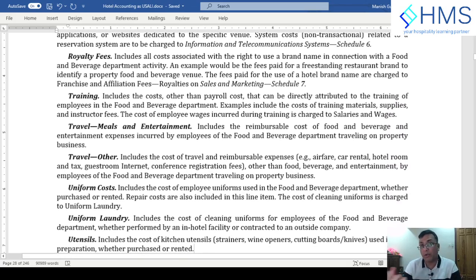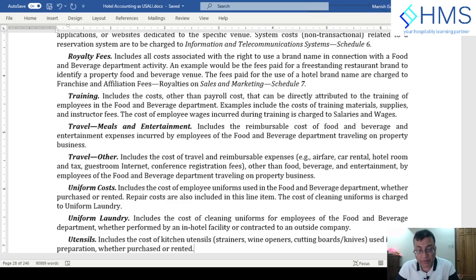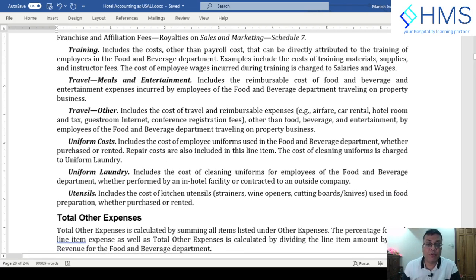Then you have training expenses. Training expenses are usually the cost of training the employees, including the cost of the third party people you may be hiring to train them. The cost will also include instructor fees, training materials and supplies. Traveling, meals and entertainment, as we have discussed earlier as well, is the cost of food and beverage while traveling, which an employee of the F&B department, such as the food and beverage director or F&B manager, has spent on meals and entertainment only. Traveling other means the cost of tickets, airlines, hotel rooms and other things. So traveling is divided into two parts: meals, and others, including the rental, the tickets and the hotel cost. Then you have uniform cost, which is the cost of producing the uniform for employees, and the cost of cleaning is charged to uniform laundry, which is the next line item.